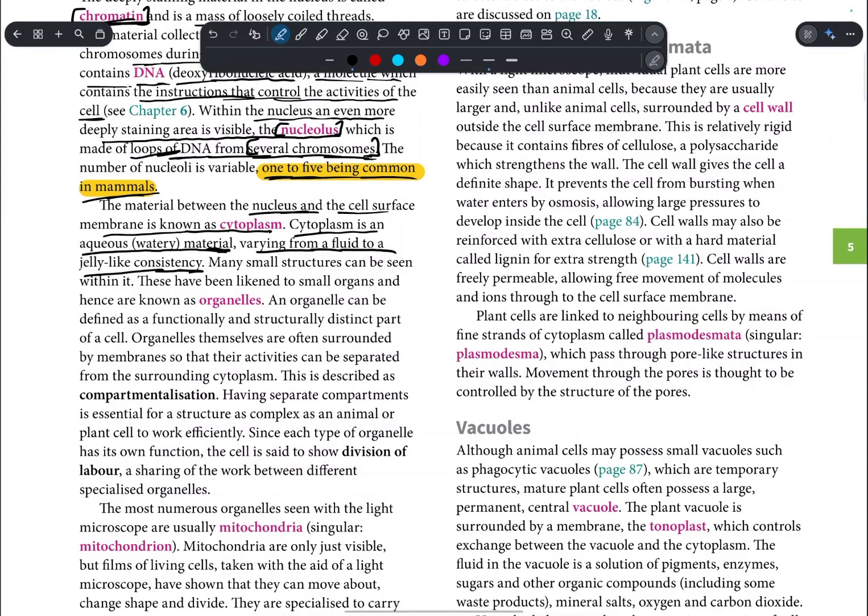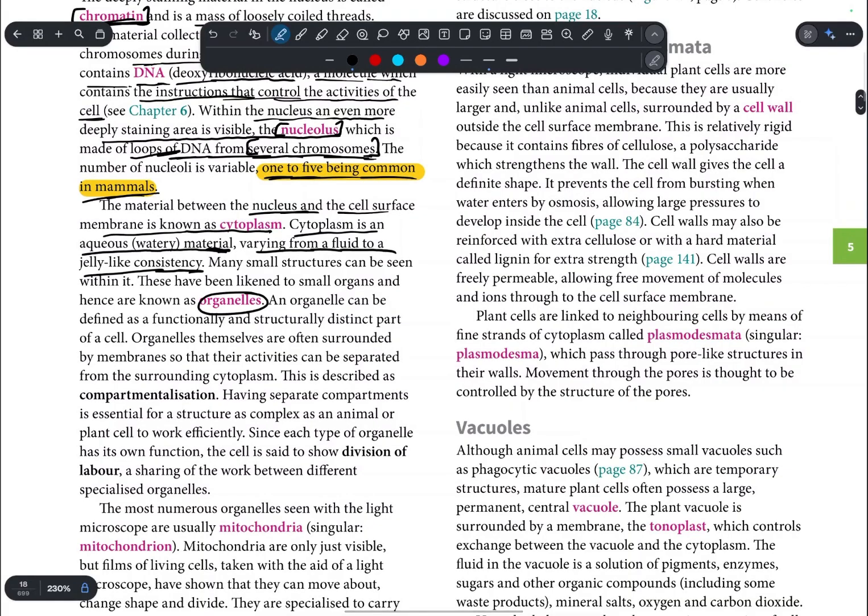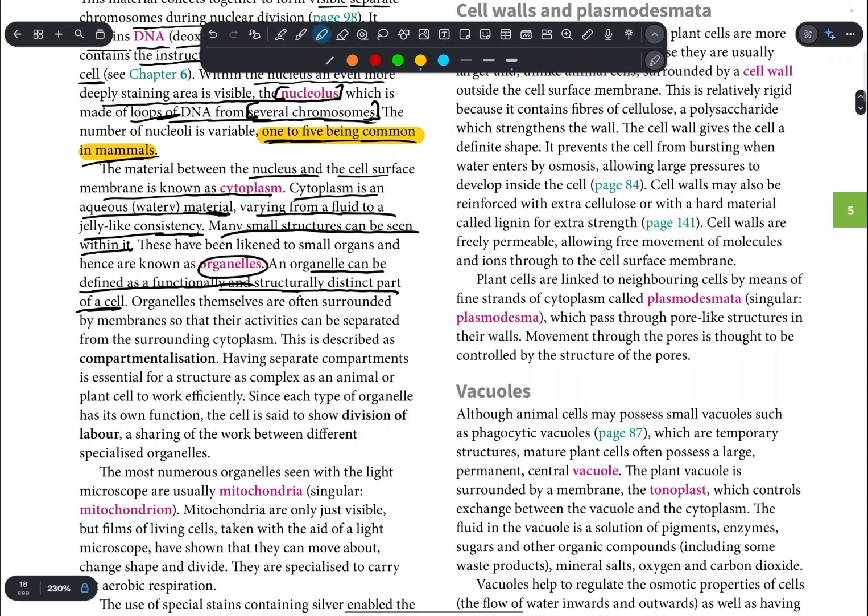And what are organelles? Many small structures can be seen within it. So small structures like lysosomes, mitochondria, Golgi bodies are called organelles. And organelles can be defined as a functionally and structurally distinct part of a cell. How can it be defined? As a functionally and structurally distinct part of the cell.